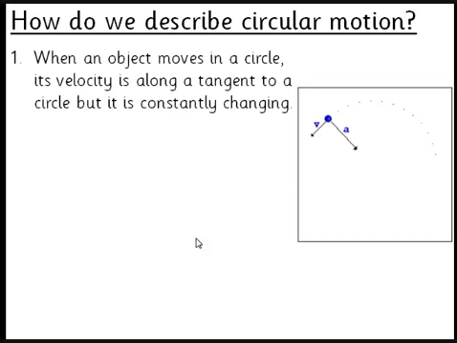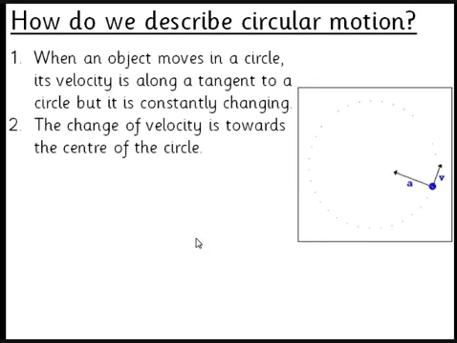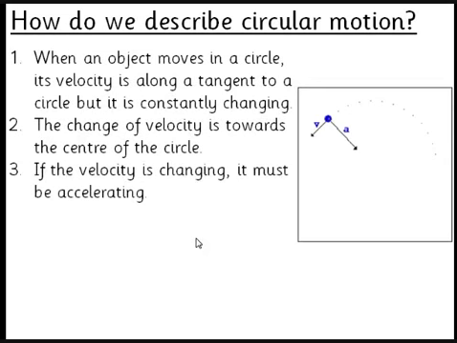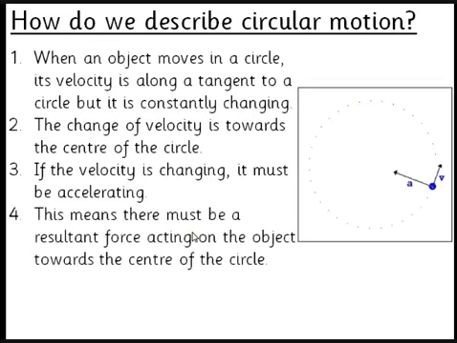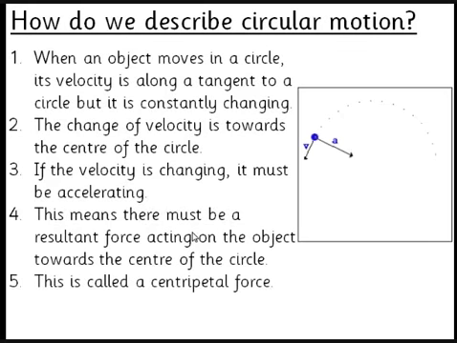But if you imagine, it's constantly changing. Because of this, we know that it's accelerating, so this change of velocity is towards the centre of a circle. Because it's constantly changing, as we've just said, we know that the object must be accelerating. So a constant change of velocity means that it must be accelerating. So something that is accelerating, you know that there must be a force, and this force is called centripetal force. This is our second of our main ideas.